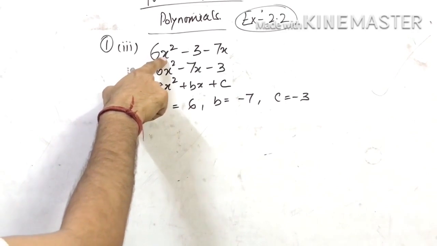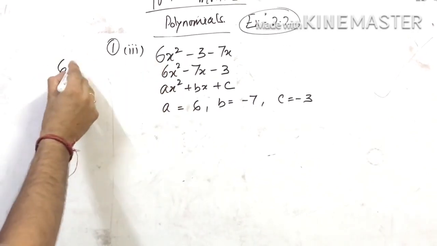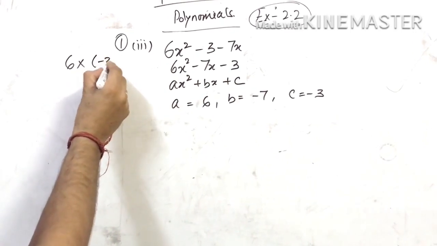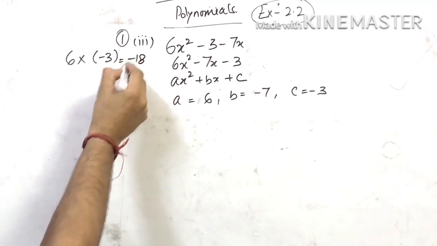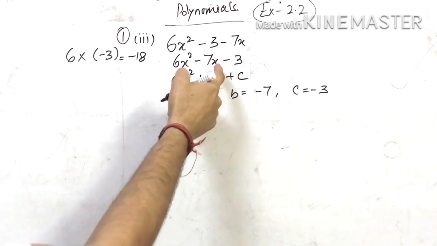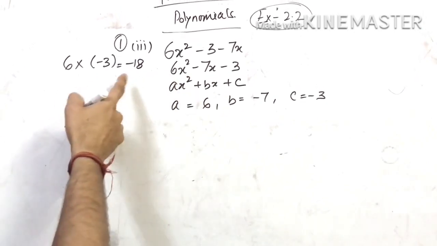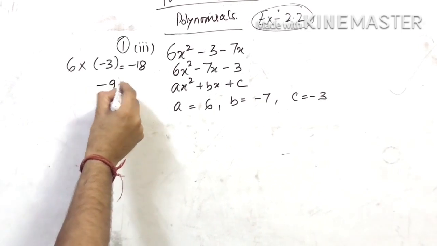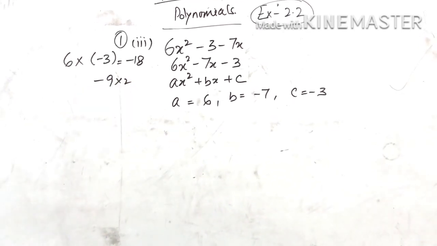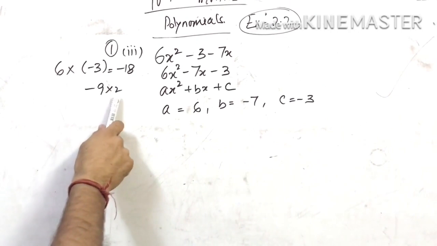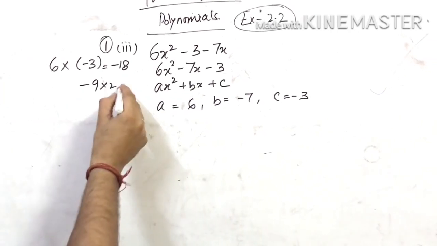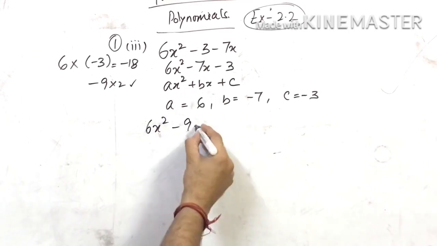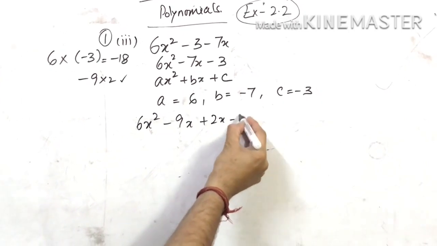For that, the coefficient of x square is 6 multiplied by the constant number 3, that is minus 3, multiply, you will get minus 18. Now you have to split this term to factorize this quadratic equation. So make its factors like minus 2 into minus 9 into 2. So you can see minus 9 plus 2 will be minus 7. So it's okay. So we write down 6x square. Split this middle term into two parts.